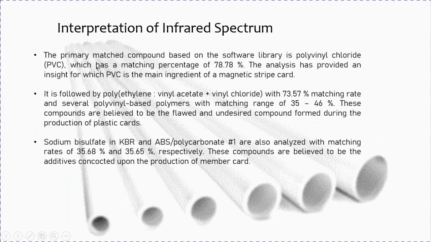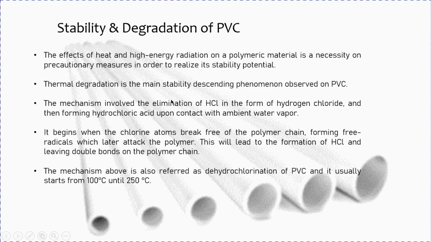The effect of heat and high energy radiation on a polymeric material is a necessity on precautionary measures in order to realize its stability potential. The most apparent type of stability descending phenomenon, which can be observed by naked eye, is thermal degradation. It has a mechanism involving the elimination of HCl in the form of hydrogen chloride, then forming hydrochloric acid when contacting with ambient water vapor.